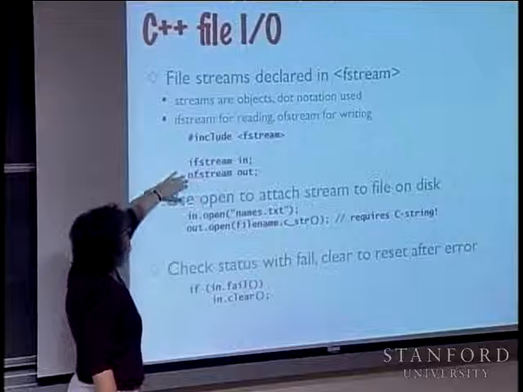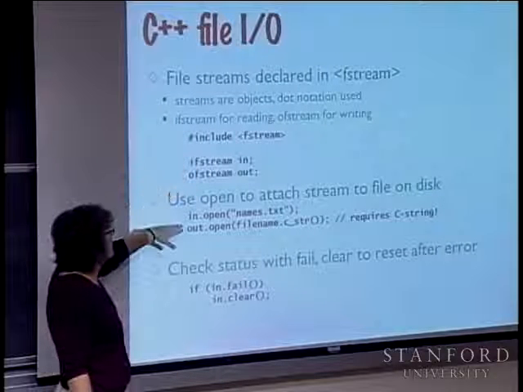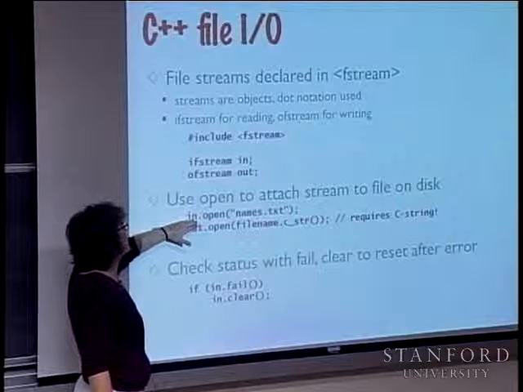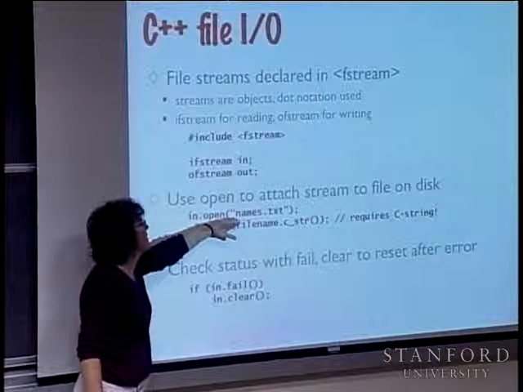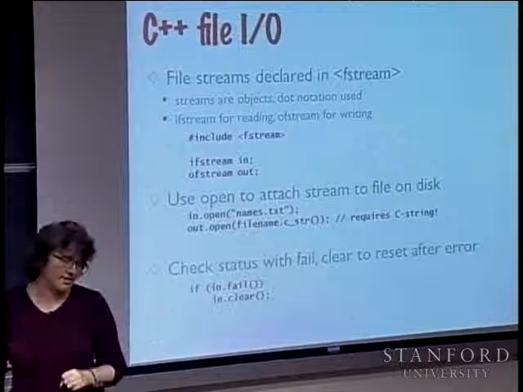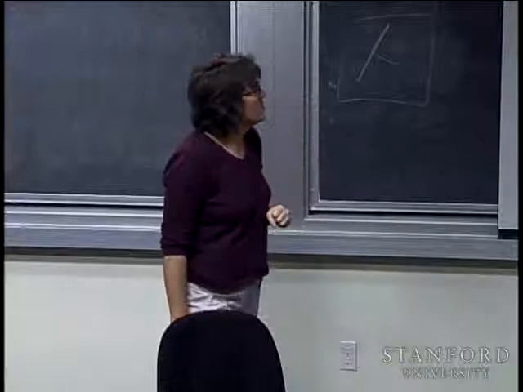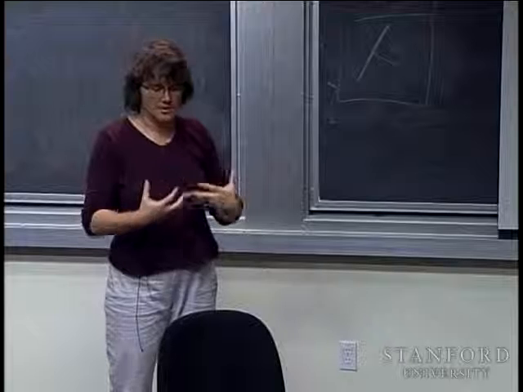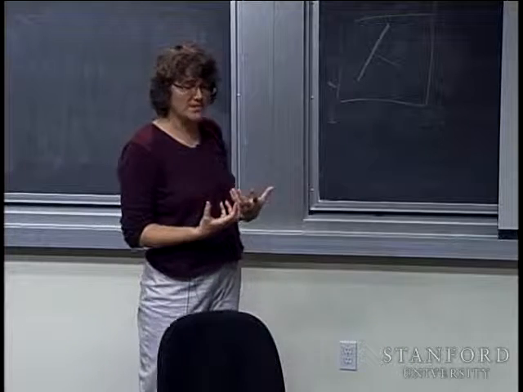So the ifstream and the ofstream are objects, right? So dot notation is used to send messages to it, in this case telling the input stream to open the file whose name is, in double quotes here, names.txt. The behavior for open is to assume that you meant the file in the current directory if you don't otherwise give a more fully specified path.